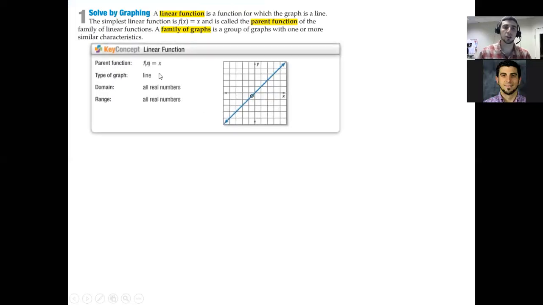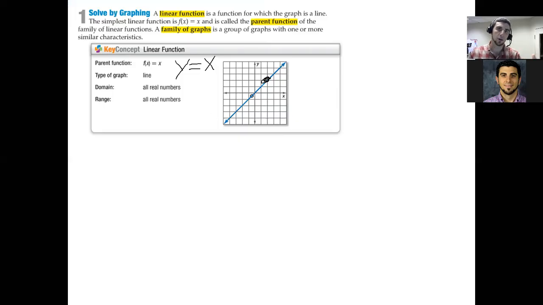Okay, so the parent function f of x equals x is the same thing as y equals x. Basically, it's the simplest linear function because it just says that y equals x. If you pick a point on the graph and look at the coordinates, the y and x values are going to be the same because the y value equals the x value. For example, this point I highlighted is over 2, up 2, it's (2, 2). Any other point that you pick is going to have the same x and y value.